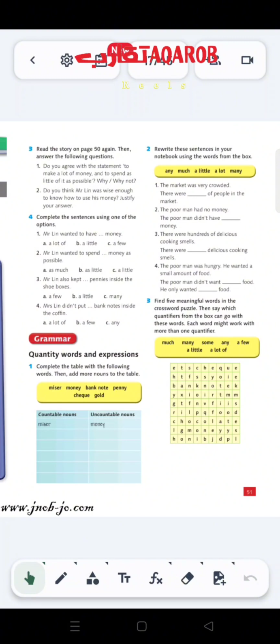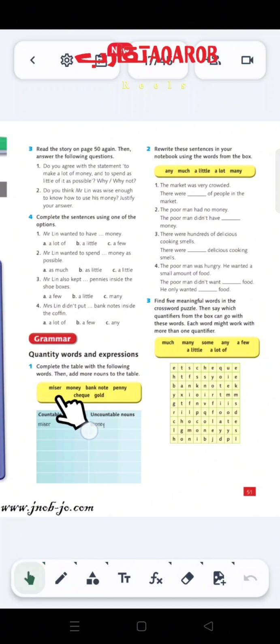So, in today's lesson, we're going to do the exercises about the quantity words. Let's start with the first exercise. Complete the table with the following words, then add more nouns to the table. We're going to classify them according to their type. Is it countable or uncountable? So we have miser, money, banknote, penny, check, gold. Let's start with the first word, which is miser.